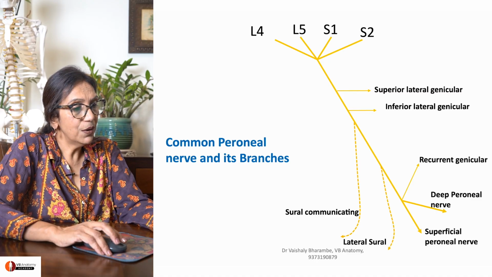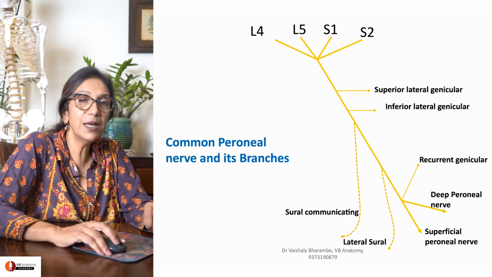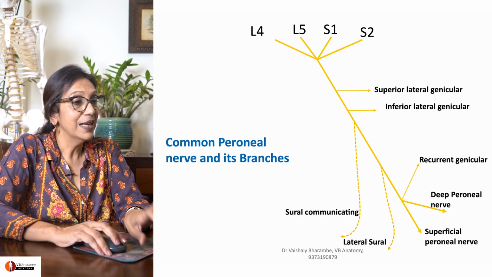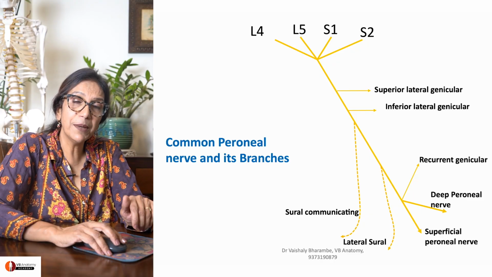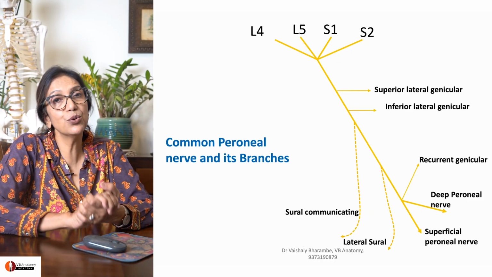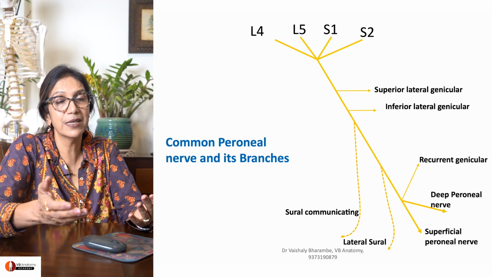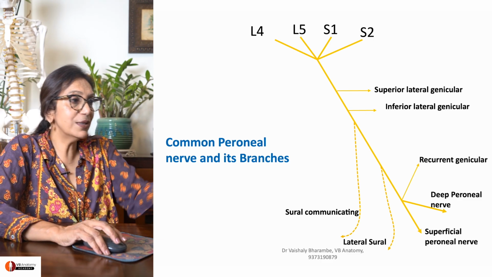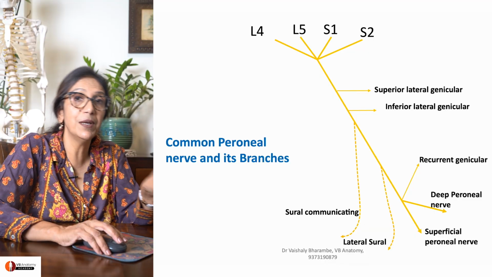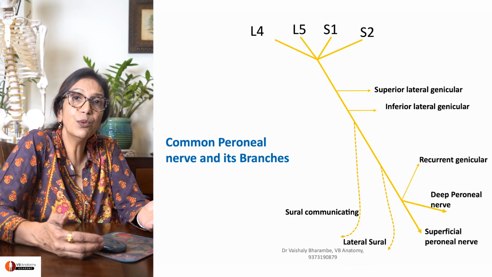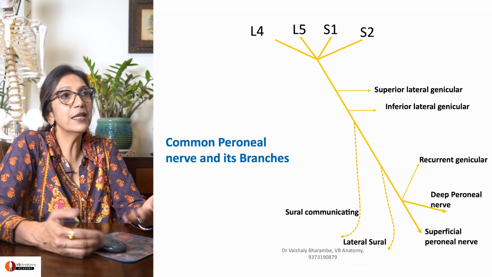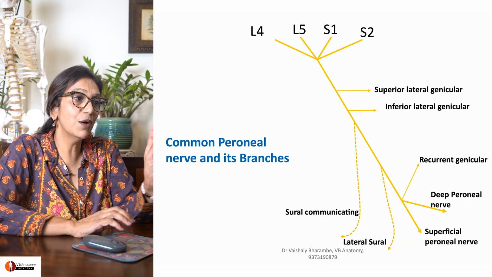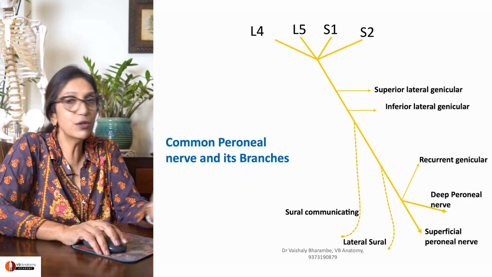Okay. So, ma'am, does it not give rise to any motor branches? It does, but not in the popliteal fossa. The deep and superficial peroneal are going to give rise to a lot of motor branches to the muscles, but not in the popliteal fossa. So that's your common peroneal nerve in the popliteal fossa. Sometimes they can ask you questions like, name two branches of common peroneal nerve in the popliteal fossa, in which case you have to talk about the genicular or the sural.